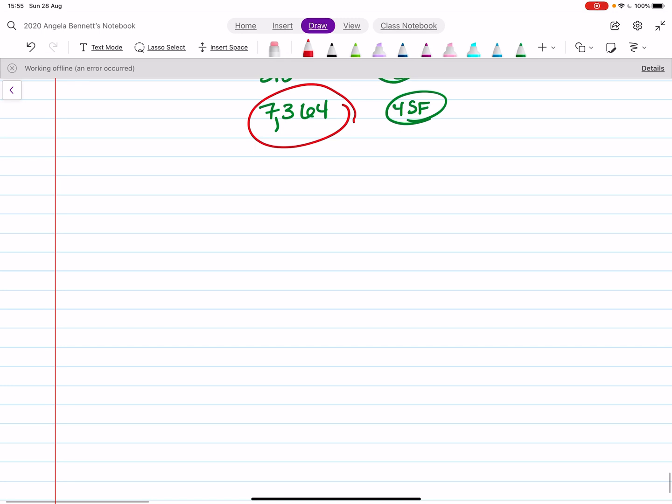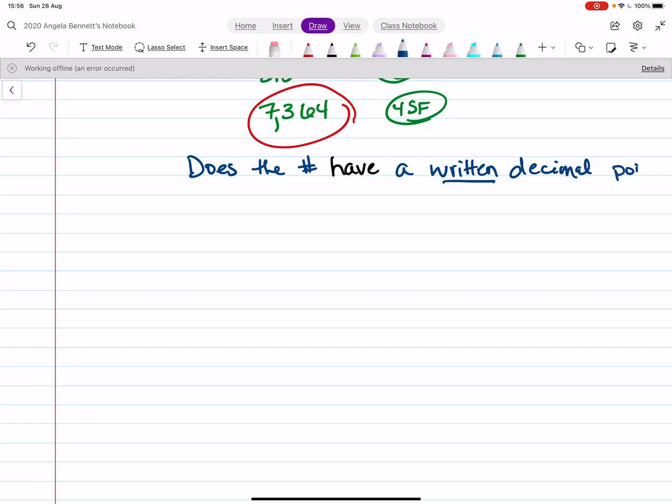All right, so here it is. Basically, the first thing you need to be able to do is ask yourself a question. And the question is this: does the number have a written decimal point? Now, I've added this word because lots of times we know whether or not we write a decimal point or not.